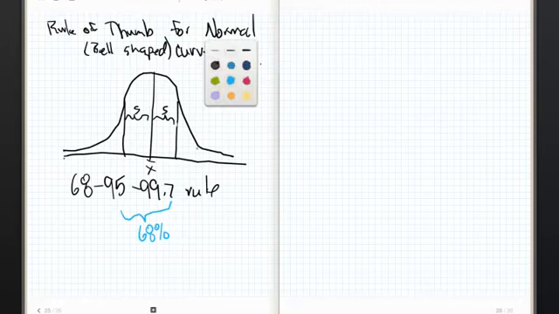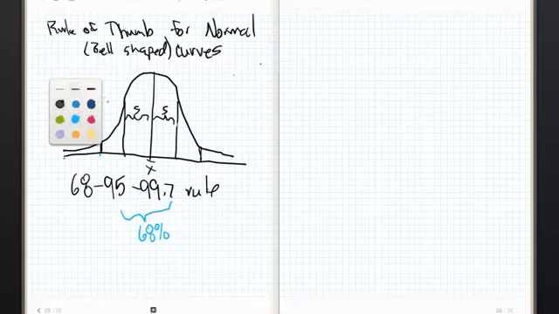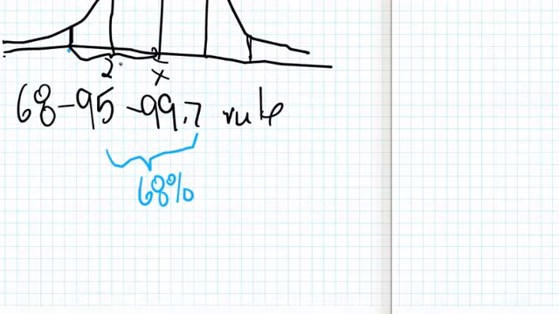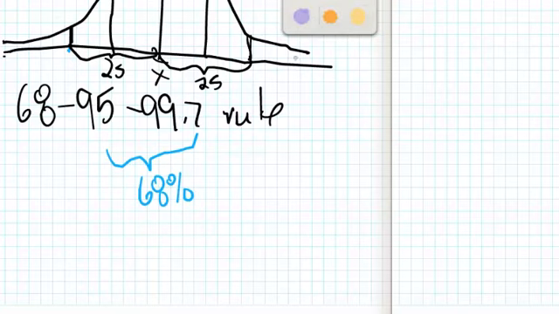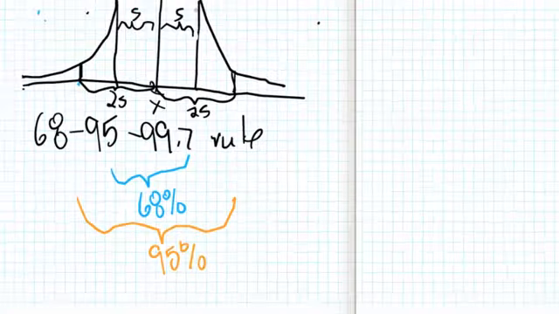If I go another standard deviation, which would get me out to about there? So think about this. This distance right here is 2 standard deviations. This distance right here is 2 standard deviations. If I go 2 standard deviations away from the mean on either side, I end up with 95% of the data. 95% of all data values will reside within 2 standard deviations from the mean on either side.